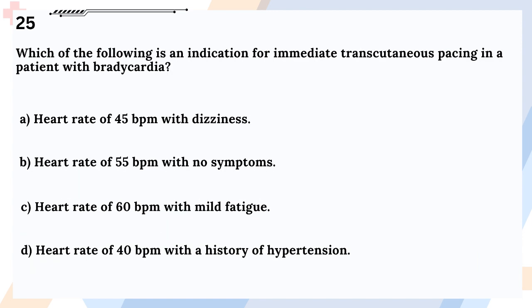Question 25. Which of the following is an indication for immediate transcutaneous pacing in a patient with bradycardia? A. Heart rate of 45 bpm with dizziness. B. Heart rate of 55 bpm with no symptoms. C. Heart rate of 60 bpm with mild fatigue. D. Heart rate of 40 bpm with a history of hypertension.